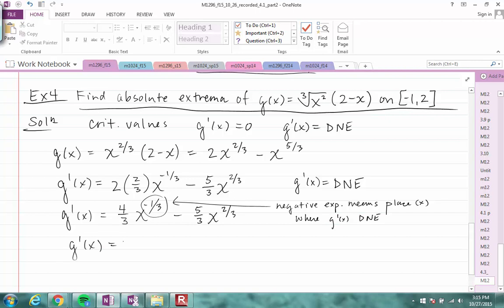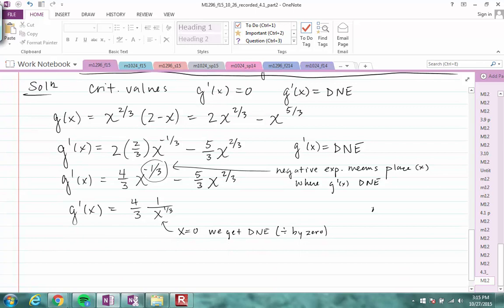So just to highlight that, I'll write it as 1 over x to the 1/3. And now note that when x equals 0, this term does not exist because of division by 0. So for a critical value, we already have something on our list. We have x equals 0 from that.